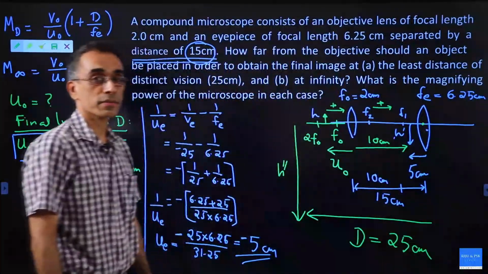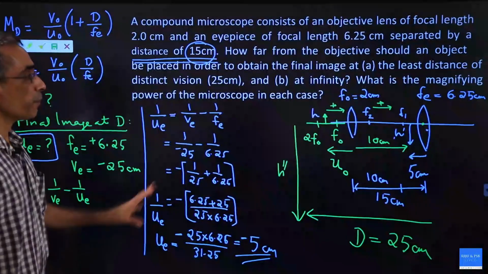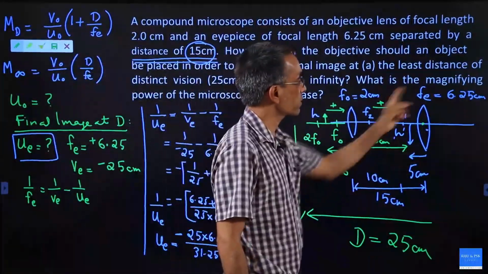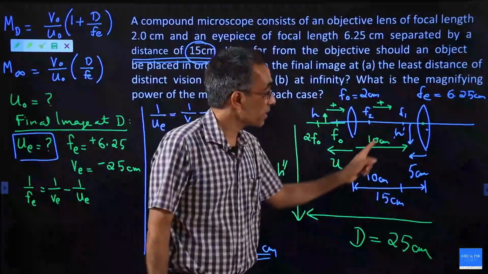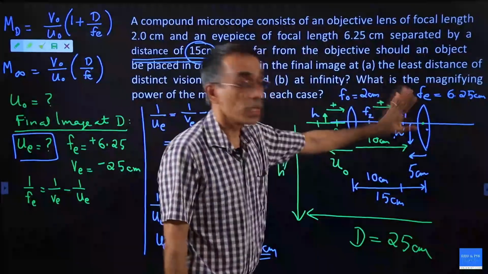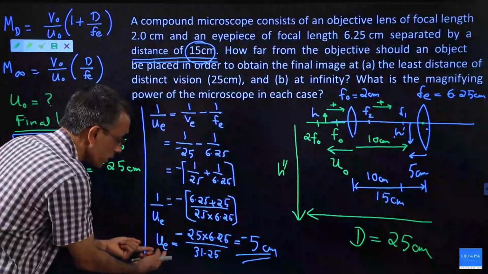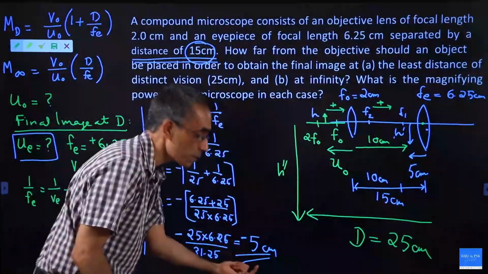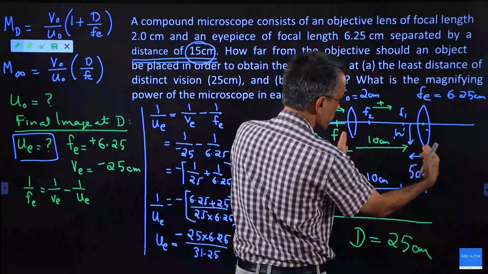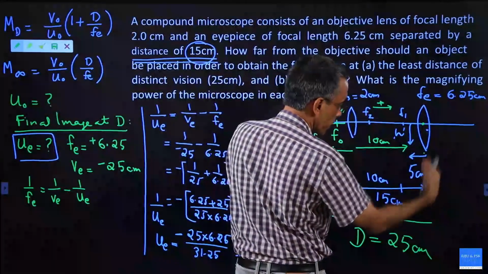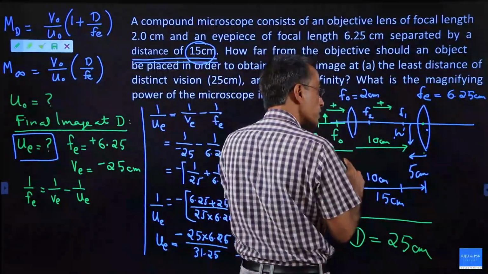I hope it's clear. In a nutshell, what did we do? We applied the lens equation for the eye lens, and from that I got the object distance of the eye lens as minus 5. Minus 5 means this side. So between the two lenses, where the total distance is 15, I got my first image 5 centimeter from that side, which is equal to 10 centimeter from this side.